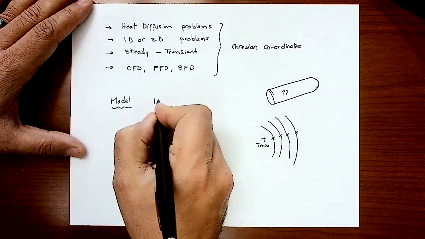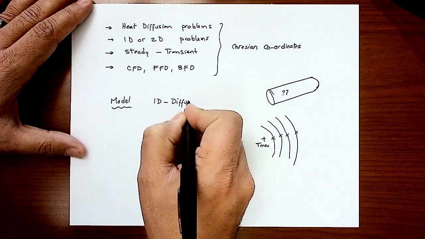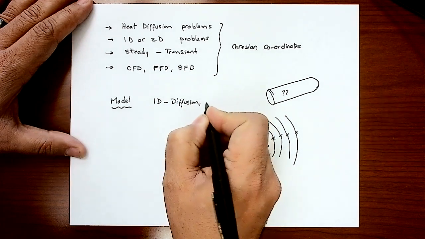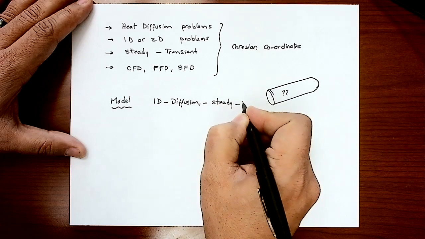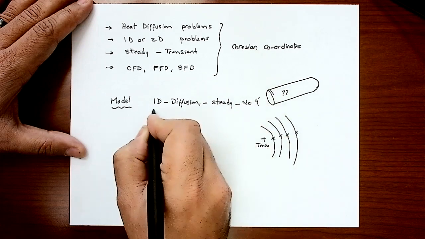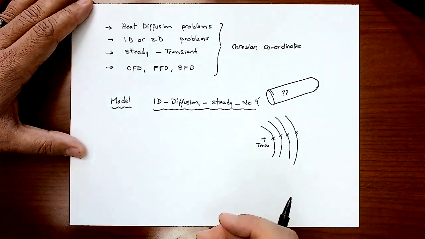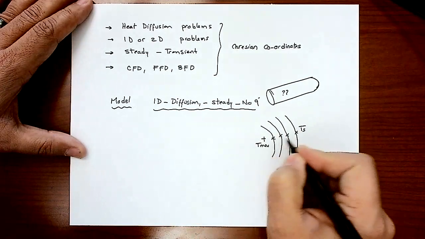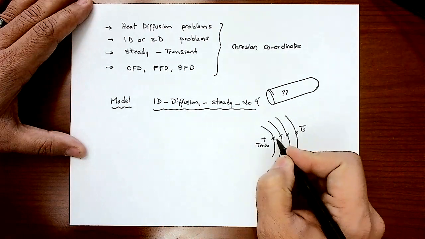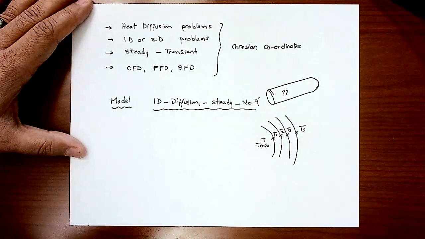Let's start with one dimension. Heat diffusion under steady state and no heat generation. If you put these conditions here, this is a very simple heat conduction problem. So if you know what Tmax is, if you know what T surface is, and I would like to get the temperature somewhere in the middle here, like T1, T2, T3, I can do that analytically.